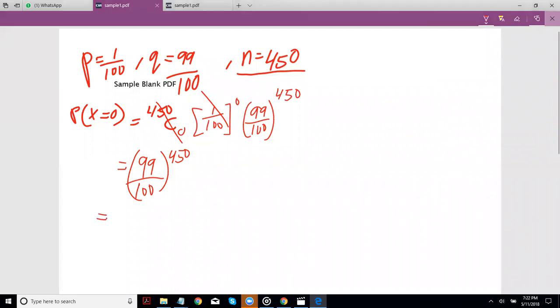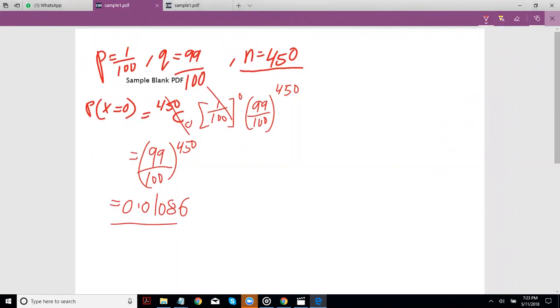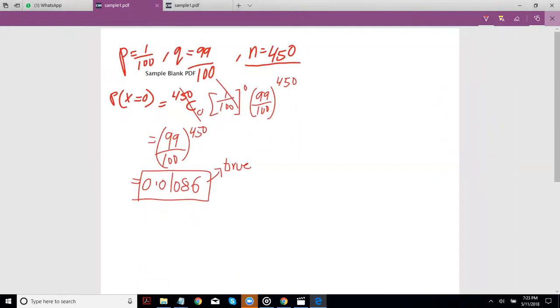Which gets you 0.01086, right? So this is basically what this is. This is your true value, or what would actually happen had you not approximated it, right? And that's the value you got by using binomial, because it was given binomial.